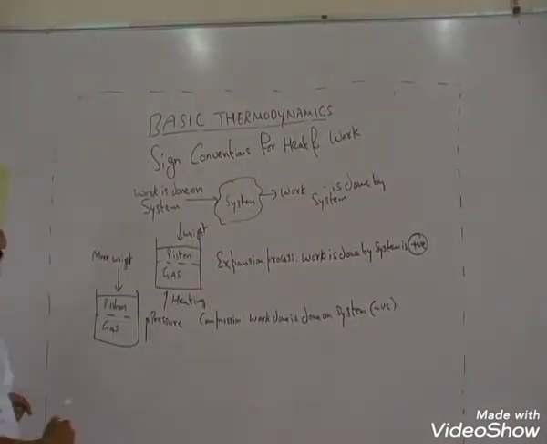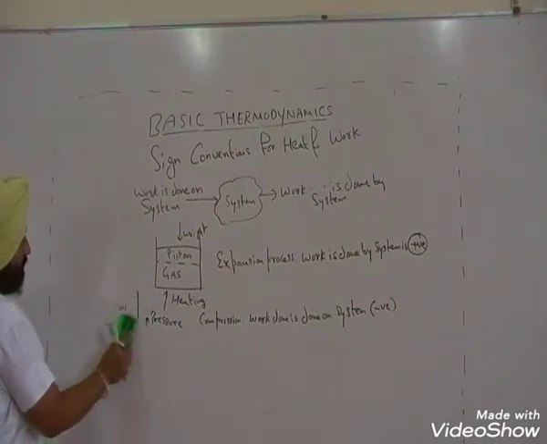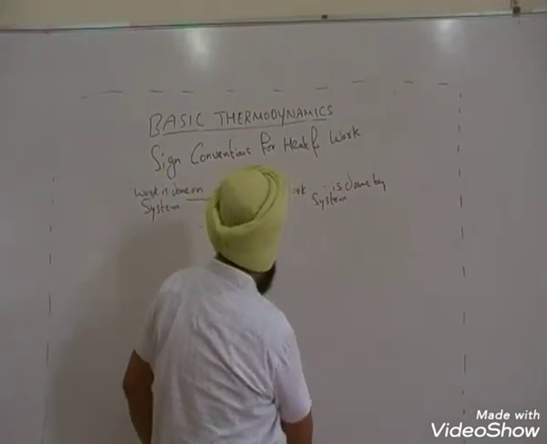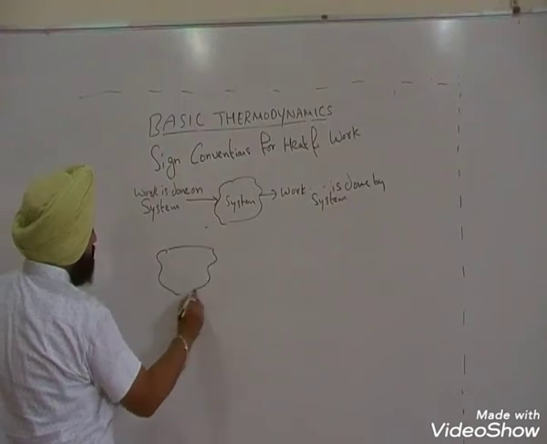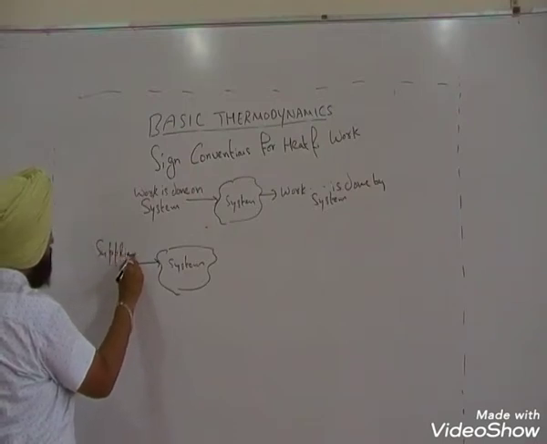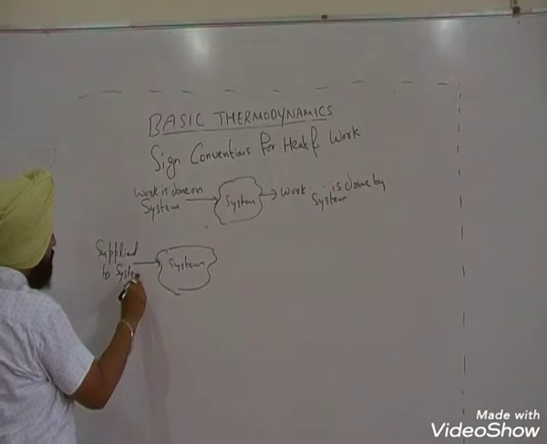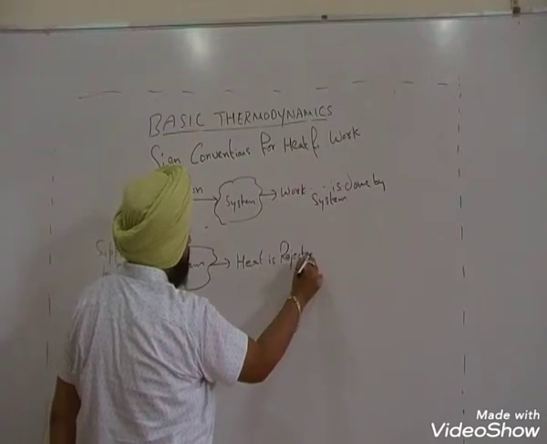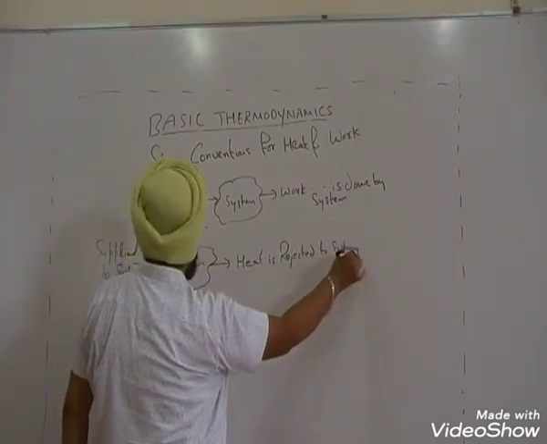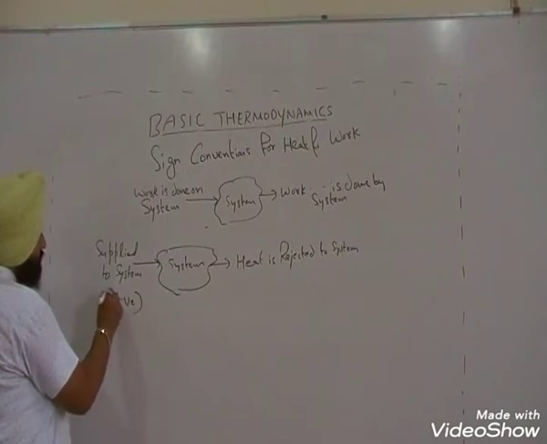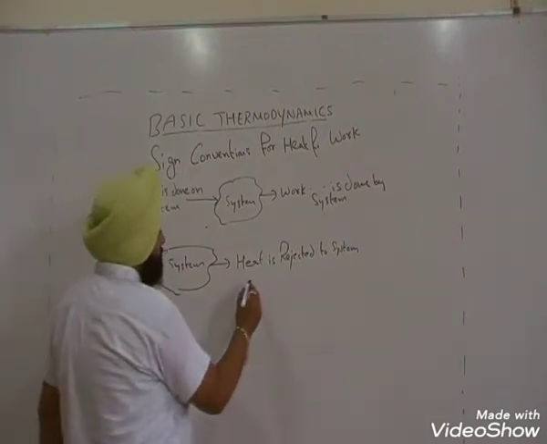For the heat, there is a system. You are supplying the heat: heat is supplied to the system. Here, heat is rejected from the system. If you are supplying heat to the system, it is considered positive. If the system is rejecting heat, it is considered negative.